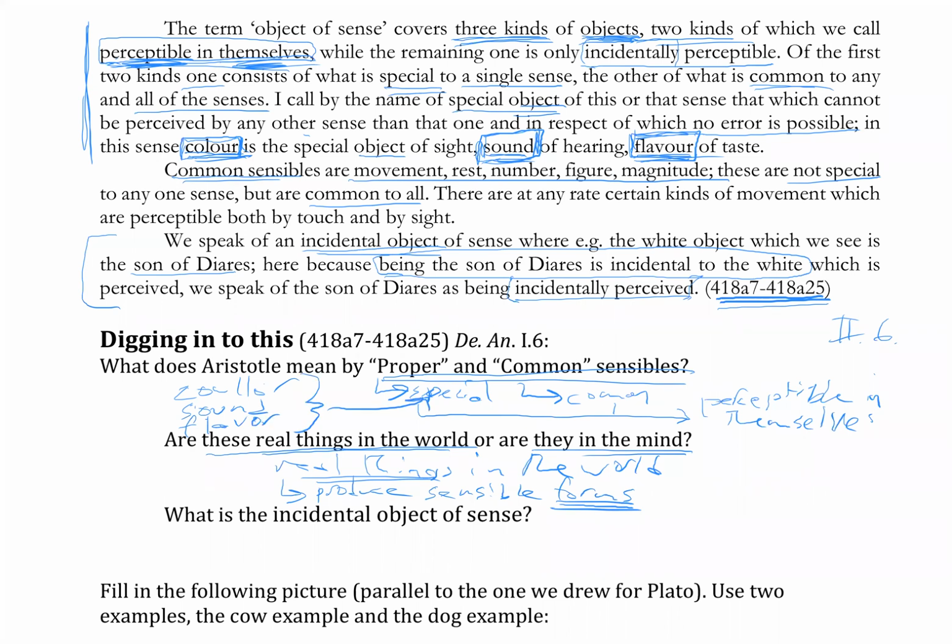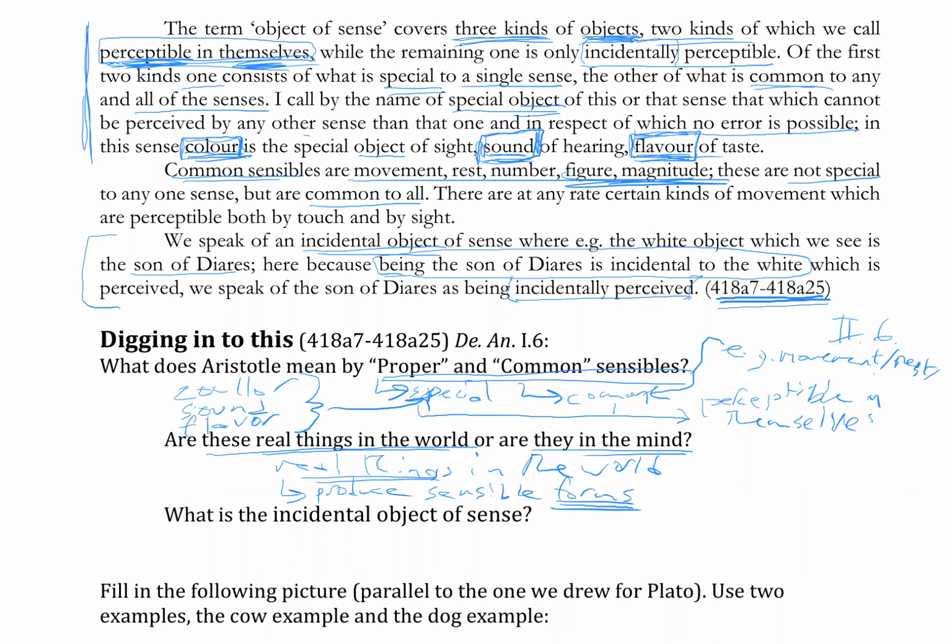And common objects, well, the examples he gives are going to be movement, rest, etc. Figure, magnitude, right? Those guys. Okay. So what's the incidental object of sense?